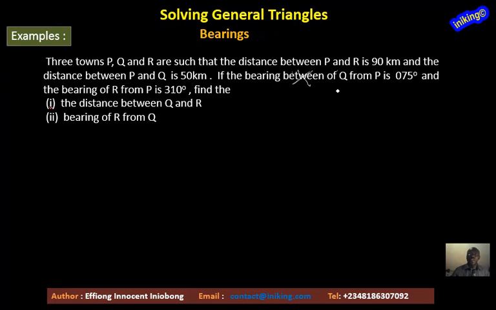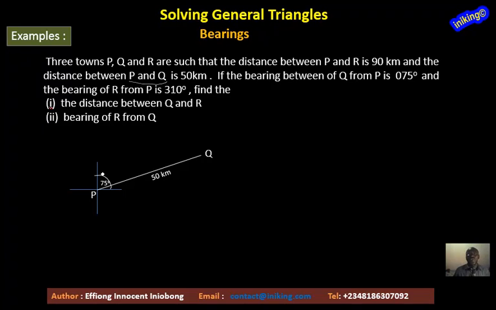Now with that information, I think we can locate Q and P first. From P, we are told that the bearing of Q is 75 degrees, and that P and Q, the distance between the two of them, is 50 kilometers. So that's it there. And then the next one says that the bearing of R from P is 310.